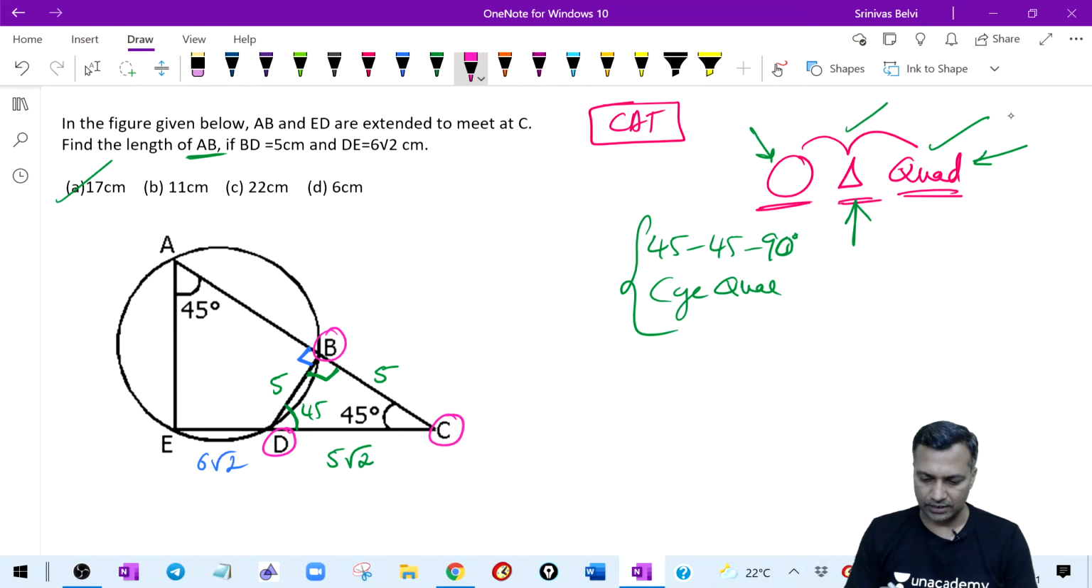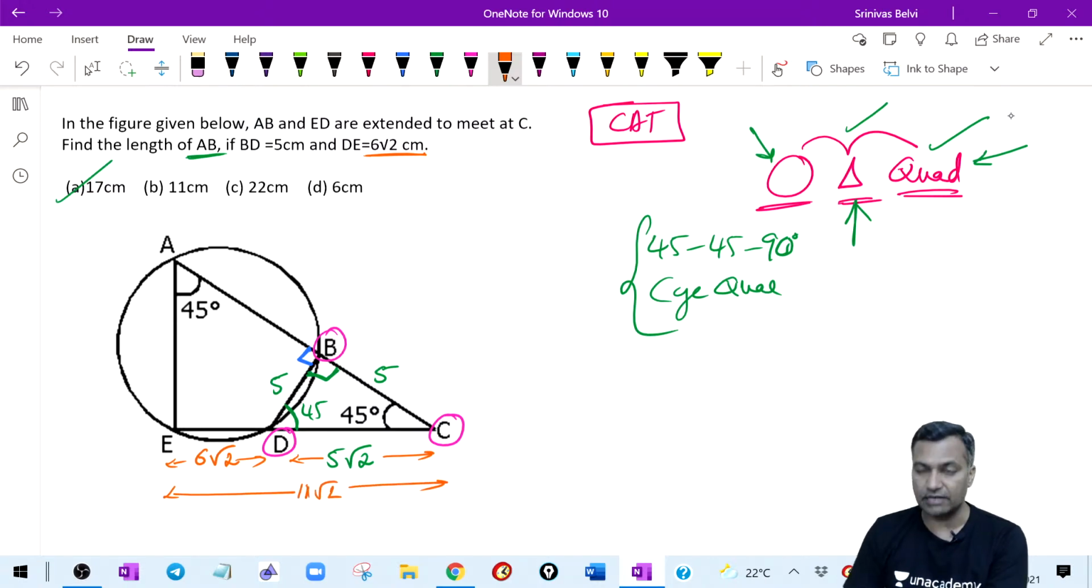This particular triangle is 5, 5, 5 root 2. This 5 is given. Therefore, I wrote this 5 and 5 root 2. Is that clear? It is also given that DE is 6 root 2 and EC is 5 root 2. Therefore, what is the full length? 11 root 2. All right, this is 11 root 2, right?